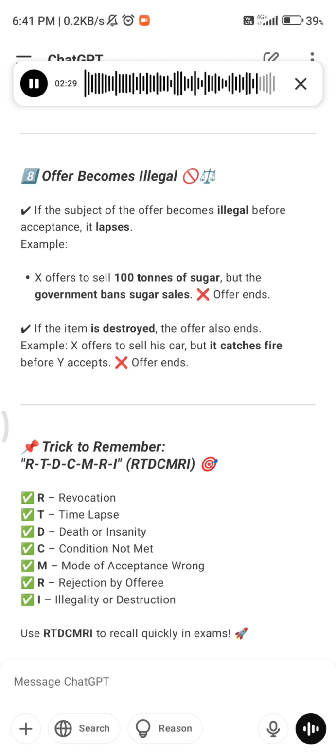Trick to remember, RTDD CMRI. R, revocation. T, time lapse. D, death or insanity. C, condition not met, mode of acceptance wrong. R, rejection by offeree. I, illegality or destruction. Use RTD-CMRI to recall quickly in exams.